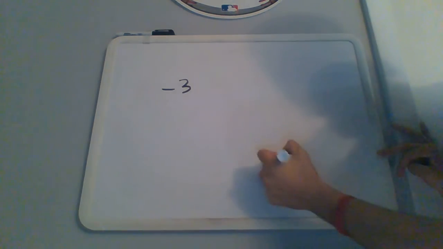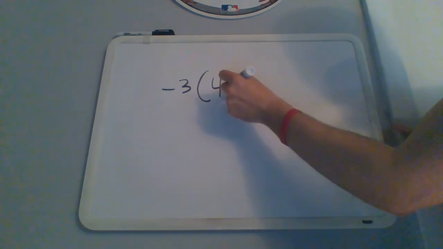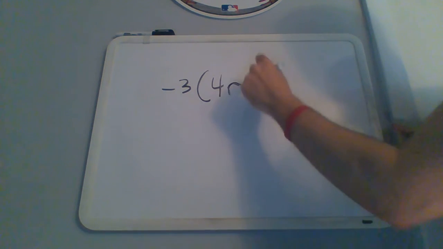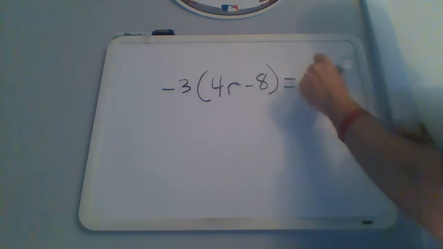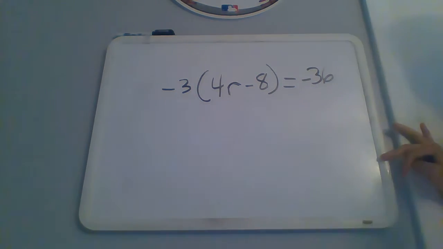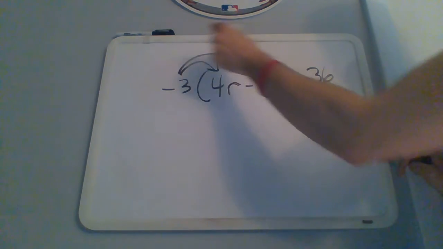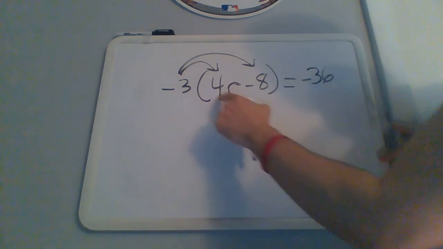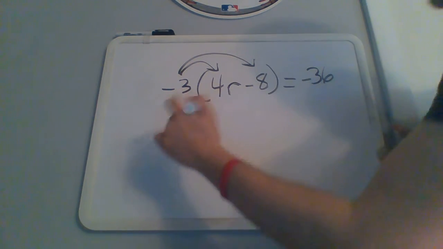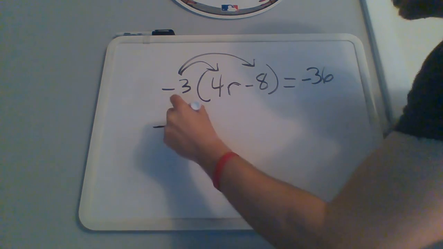Our next equation would be negative 3, and then in parentheses we have 4 with the variable r, minus 8 equals negative 36. Again, first step is to distribute the negative 3 into everything inside the parentheses. Negative 3 times a positive 4r, the signs are different, so it's going to be negative. And negative 3 times 4r would be negative 12r.